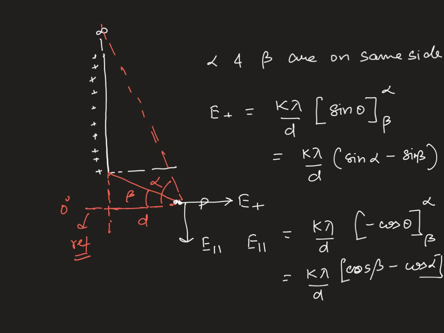So what do we notice here? We notice that the formula for E parallel does not change. It is the same formula. But the formula for E perpendicular does change. The previous formula was sine alpha plus sine beta, and this time it is sine alpha minus sine beta.